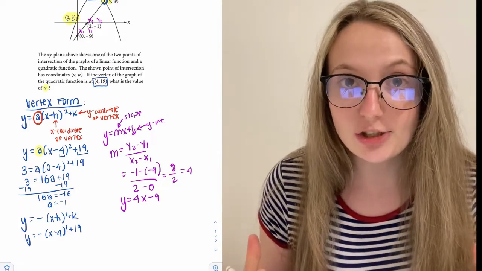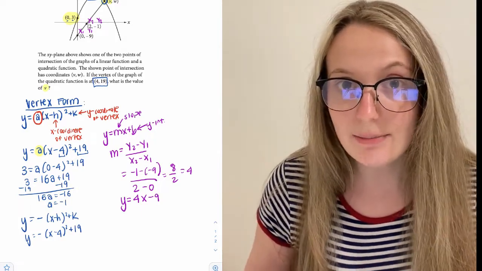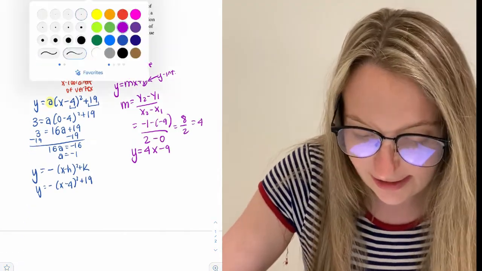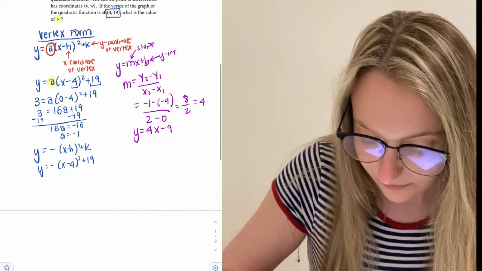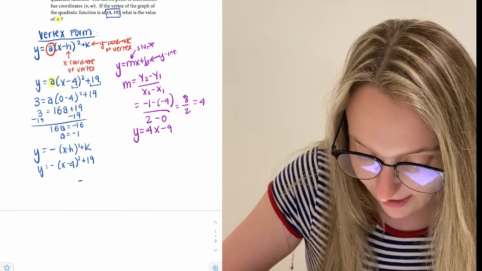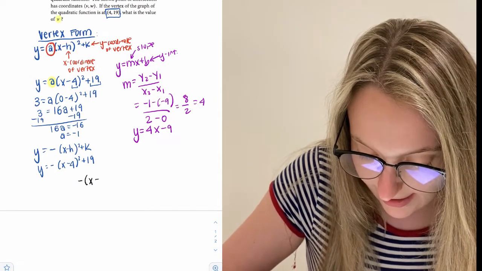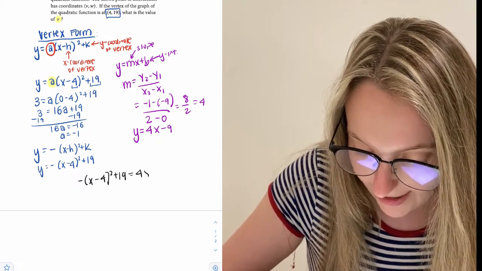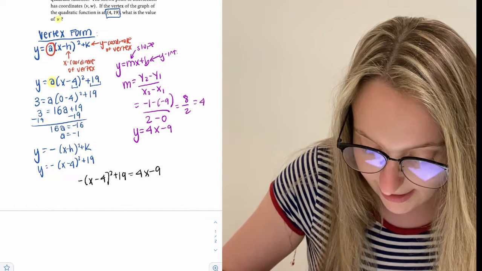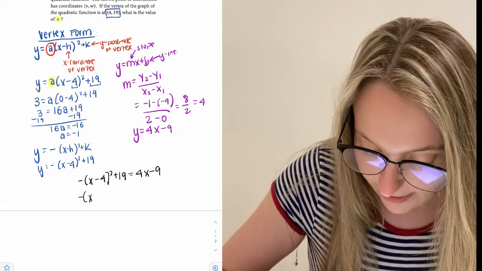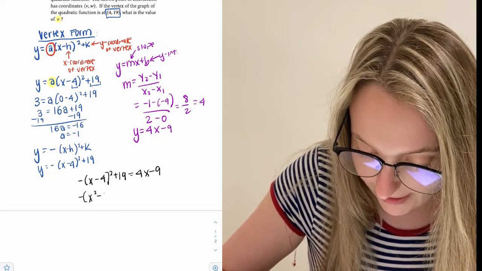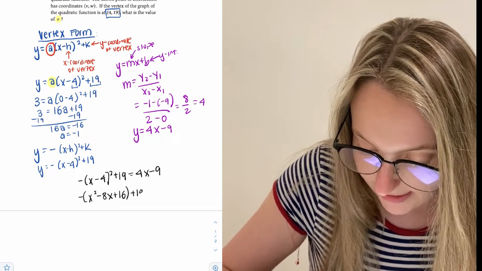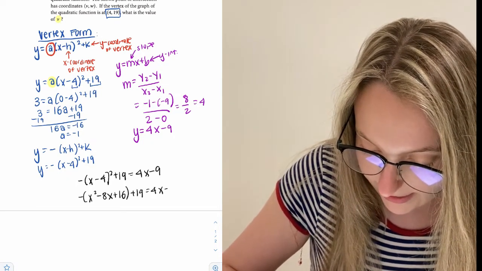Now we're looking for the intersection point, so we're going to need to set them equal to each other. So let's go ahead and do that. That's our final step. So we get then that -(x minus 4) squared plus 19 is equal to 4x minus 9. The inside here becomes, let's not forget the negative on the outside, x squared minus 8x plus 16, plus 19 is equal to 4x minus 9.